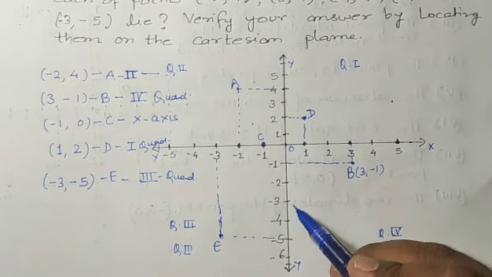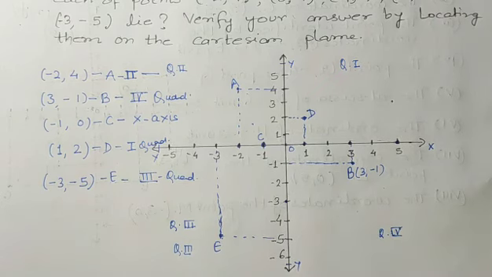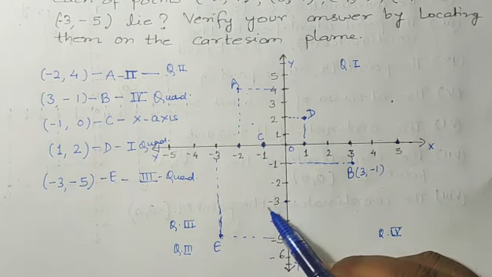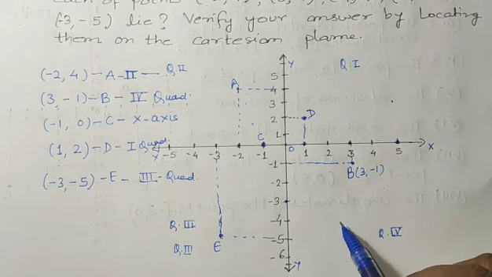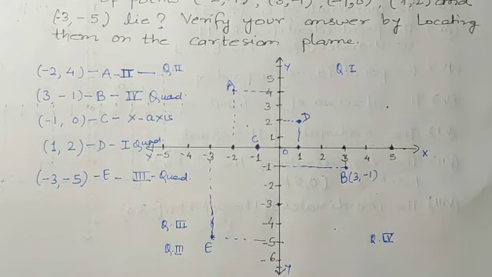Okay, suppose one point is here. So where does it lie? It will neither lie in quadrant third nor in quadrant 4. It will lie on the y-axis. Okay students, so we have completed question number 1. Now coming to question number 2.